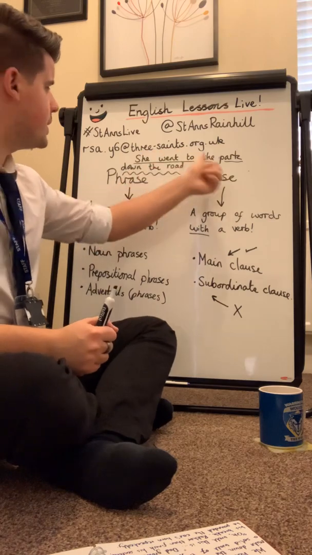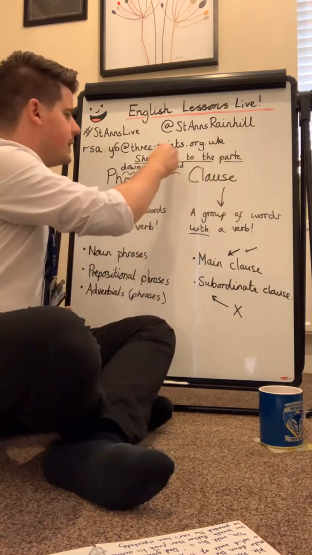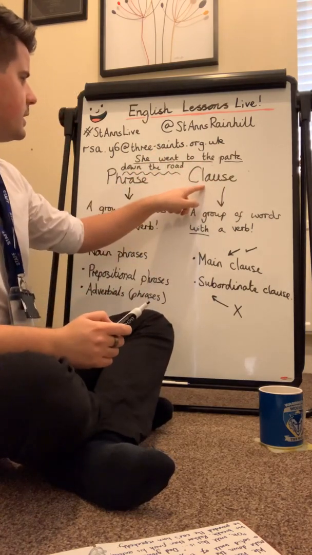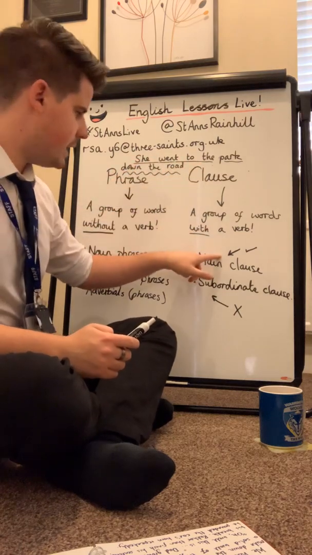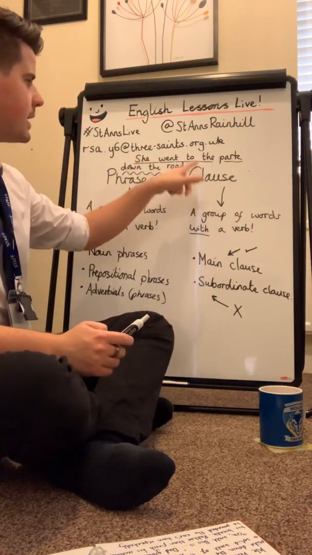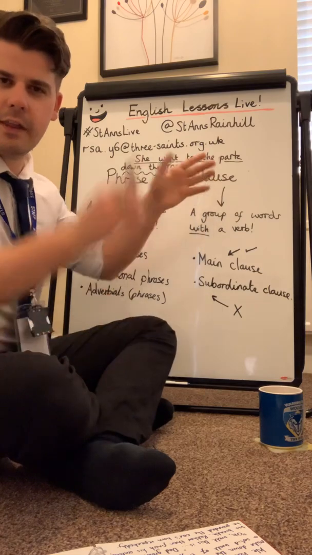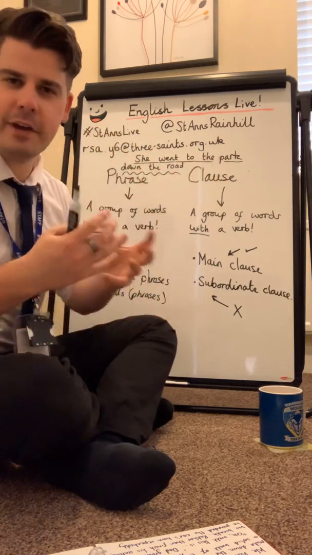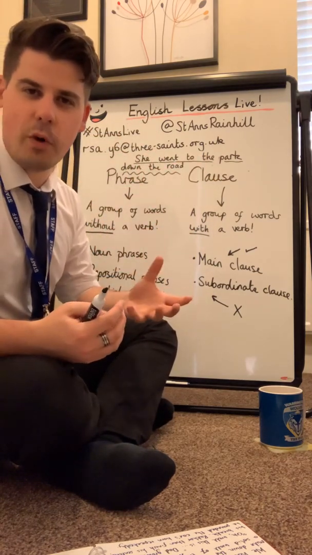She went to the park. Well, went is a verb, so it's going to be a clause, and she went to the park makes sense by itself. So she went to the park is a main clause. That's how we can use that flow diagram kind of idea to define what a group of words is.